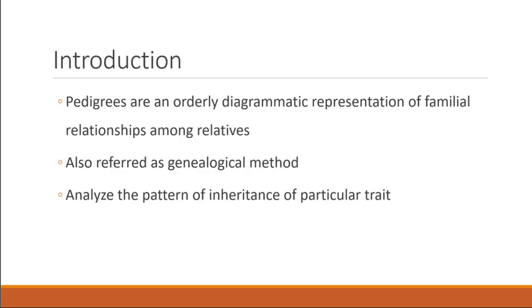So how do we understand a pedigree? It's an orderly diagrammatic representation of the familial relationships amongst the relatives of the person whom we are trying to understand for associated genetic diseases. For one person we start, and then we diagrammatically represent the relationships of that person with his or her family and their further, distant relatives as well.